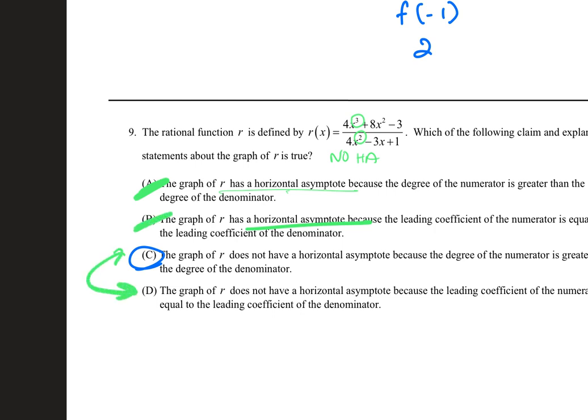And it just says it does not have a horizontal asymptote because the degree of the numerator is greater than the degree of the denominator. That's the right answer. The other one, because the leading coefficient is equal to the leading coefficient, has nothing to do with it. I just forgot. Yeah, so review them. So bigger, none, equal, leading coefficients, less than, 0.